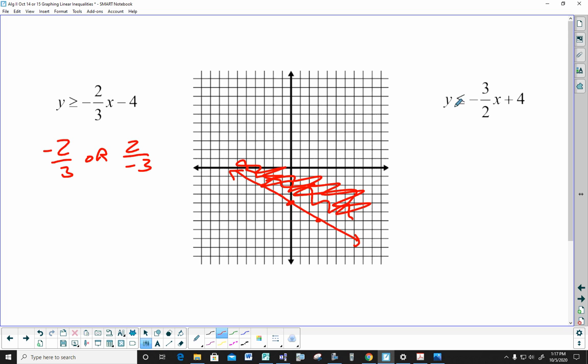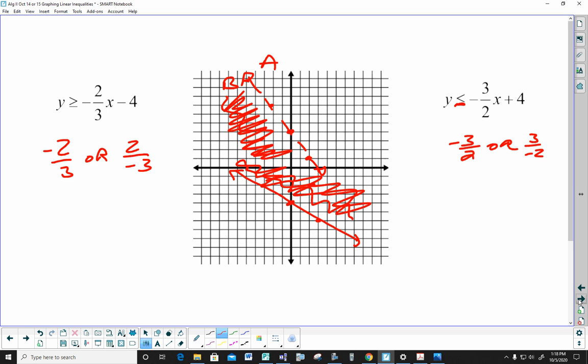So let's try this one. How about on this one I get rid of that? Okay? So you start with the y-intercept of 4, 1, 2, 3, 4. The slope is either this or that. So let's do this one. Down 3, 1, 2, 3, right 2. If I did that one, it would be up 3, back 2. The line is going to be dashed because it doesn't have the equal sign. Y is less than. This is above the line, this is below the line. Below is less than, so I'm shading below it. Okay?